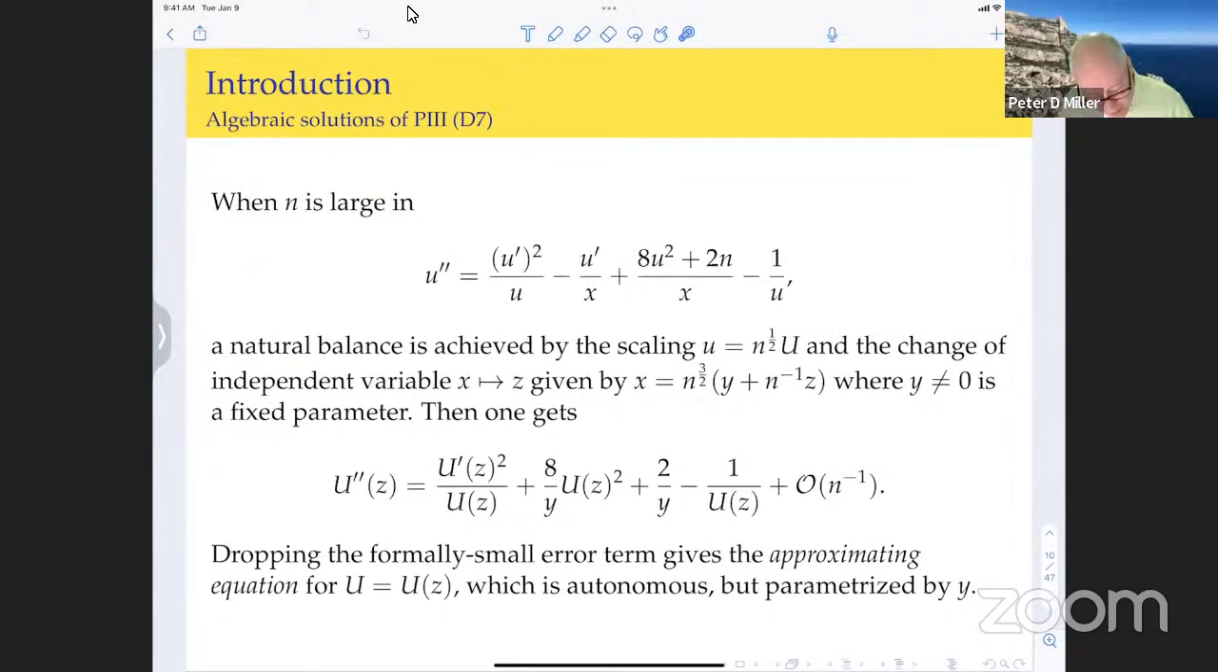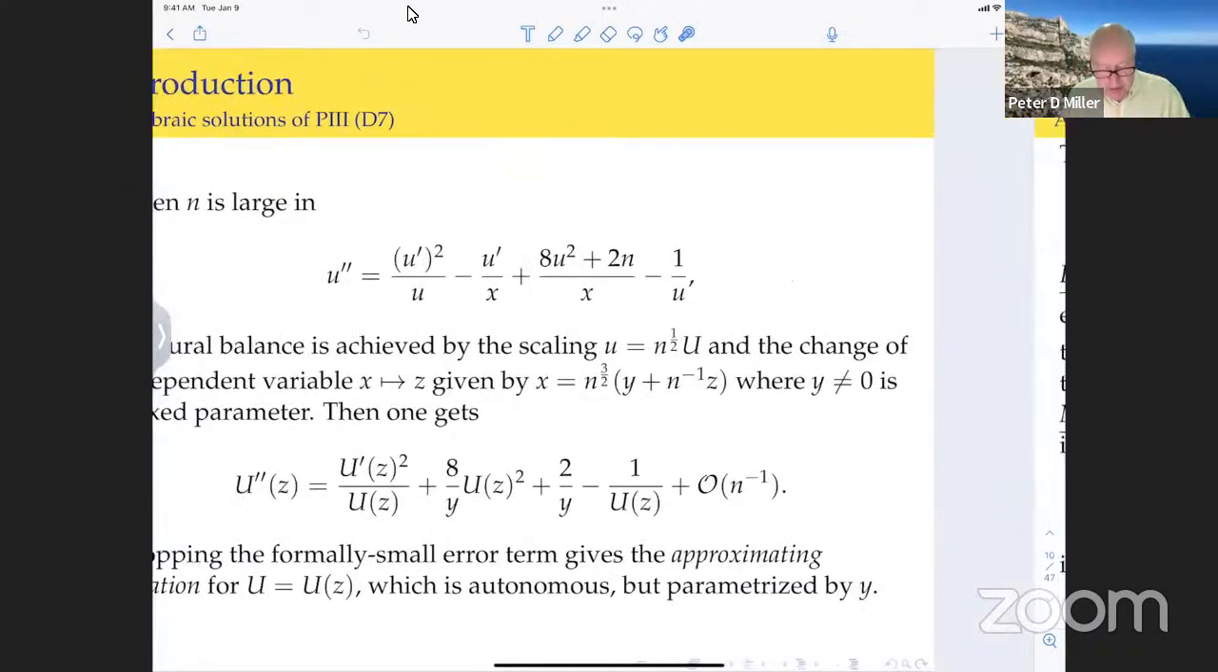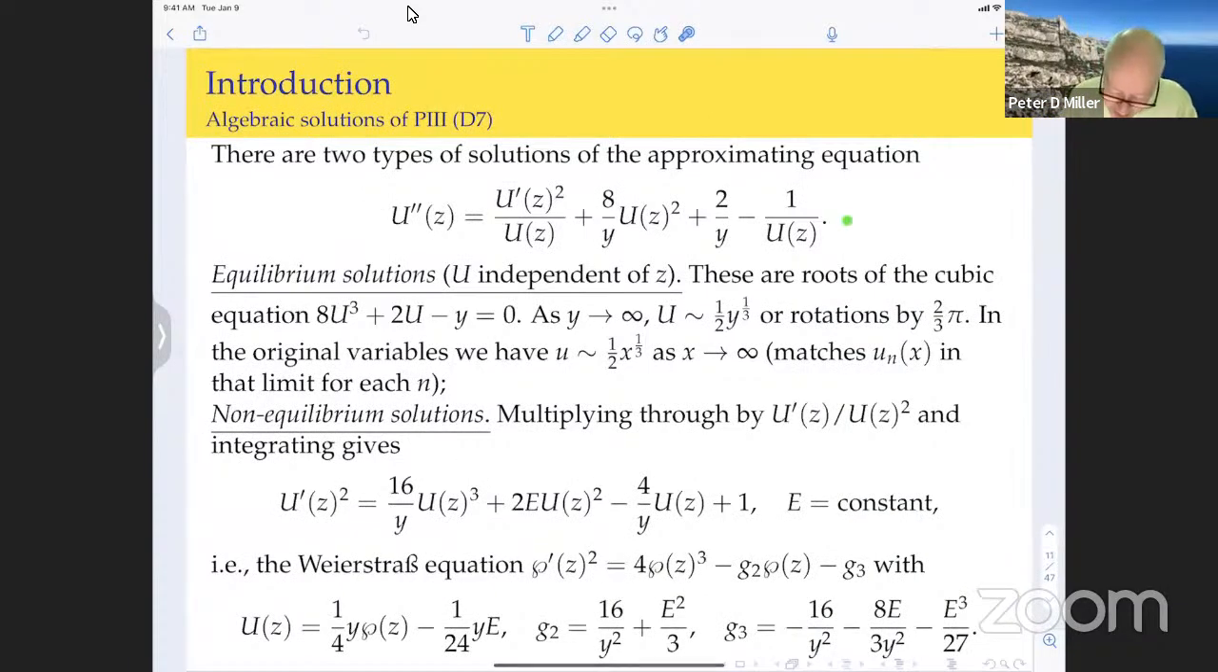It's a formal observation. So, okay, well, here's the approximating equation, and there are two types of solutions that are easy to see for this problem. The first one consists of just functions u that are constants. They're independent of z, so all these derivatives are 0, and these are obviously just by clearing out the denominator, they're roots of the cubic equation 8u cubed plus 2u minus y equals 0. So this y is a constant. But anyway, it's also, of course, some scaling of the x variable. So we may think of them as slowly varying functions somehow.